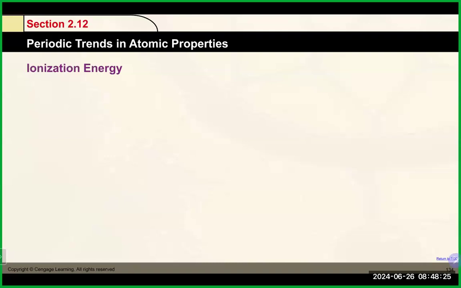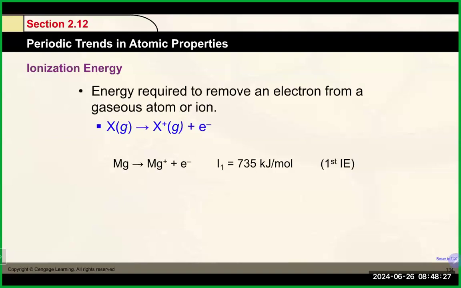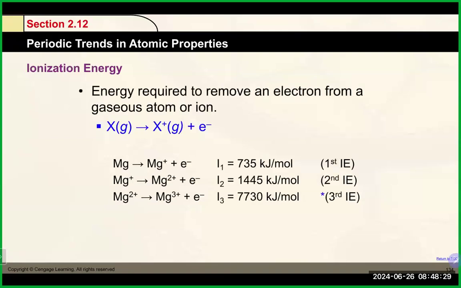Some other important trends, as we talked a little bit about last time or yesterday in lab, is ionization energy. Ionization energy is the energy that's required to remove an electron from an atom in the gas stage. By the way, electrons are removed one at a time, so they don't all just pop off. They actually come off one at a time.